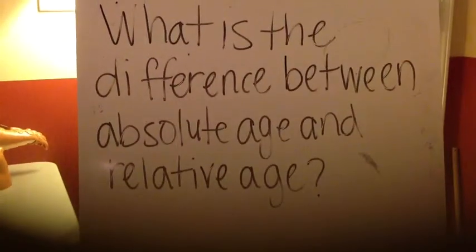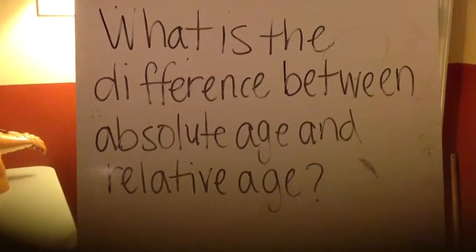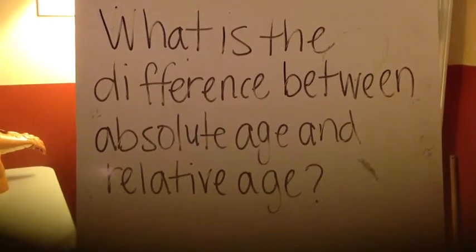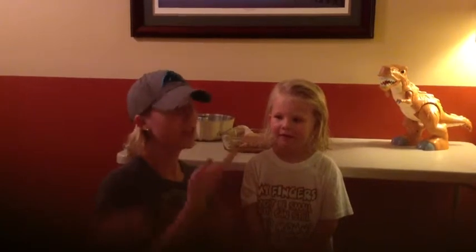All right, the third question is, what is the difference between absolute age and relative age? Okay, so let's go over absolute versus relative age. And this is my daughter, Emma Grace. When we think of relative age, obviously I am younger than she is. Just kidding. You know that she is younger than I am. So that is relative age. It's in relation to me.